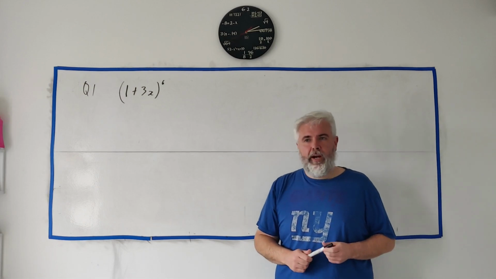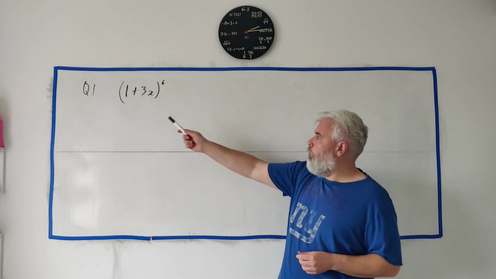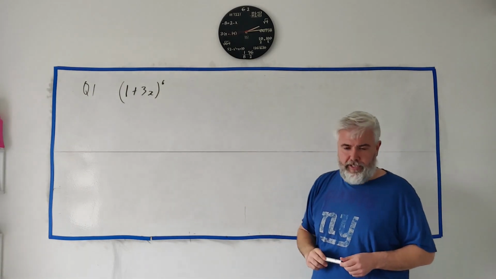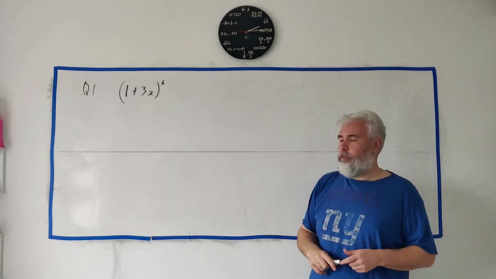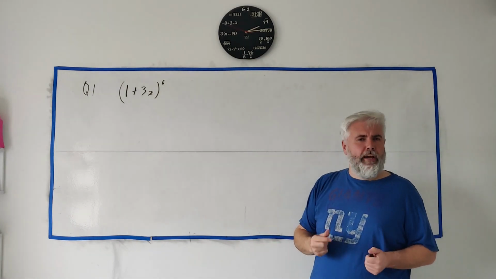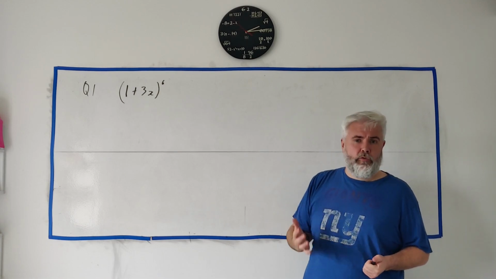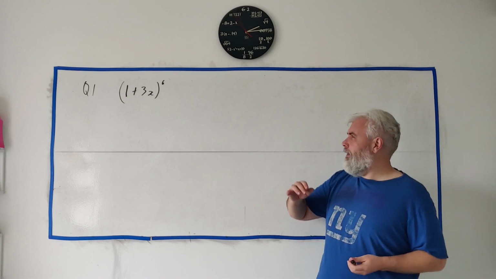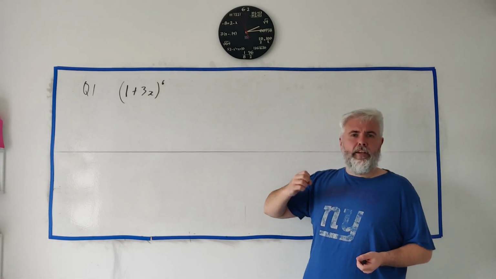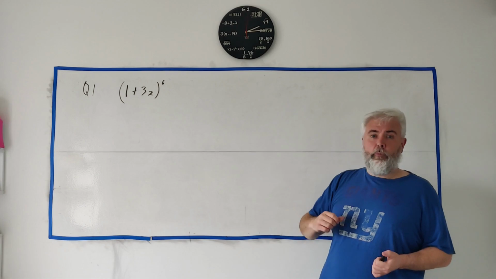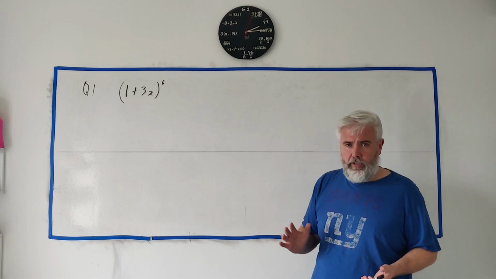In question 1 part A, we're given the term (1 + 3x) to the power of 6, and we're asked to expand that out. And then we're asked to only write down the x terms up to x squared. Meaning they want the term with no x's, the term with x to the power 1, the term with x to the power 2, and ignore all the rest.